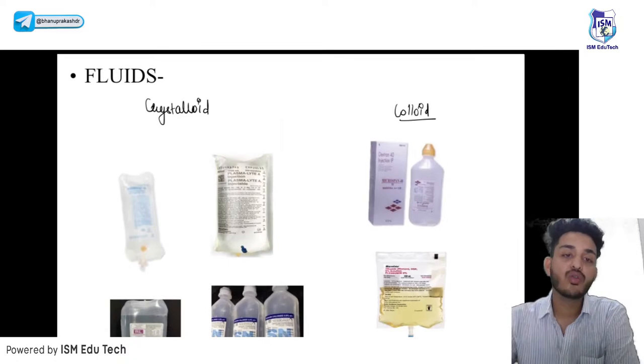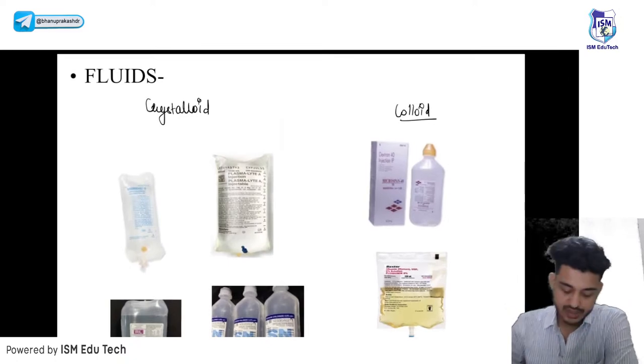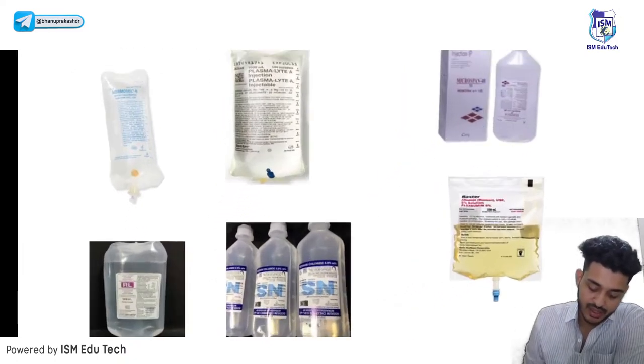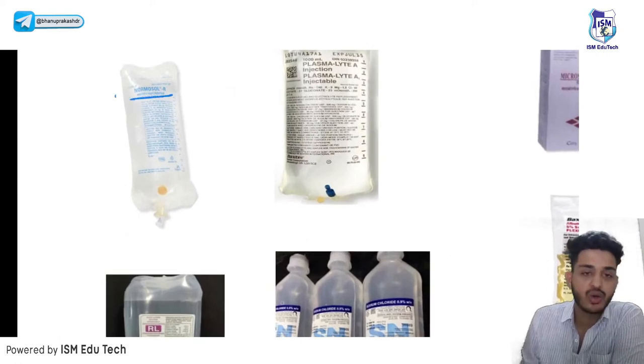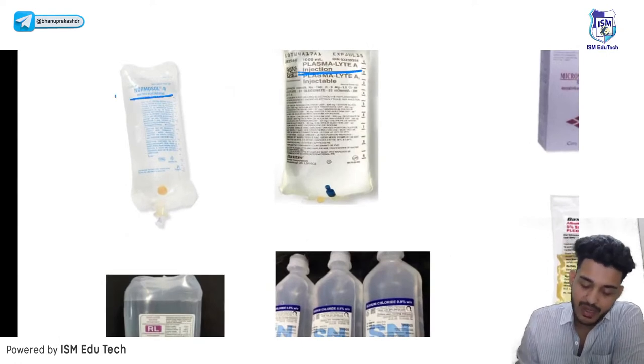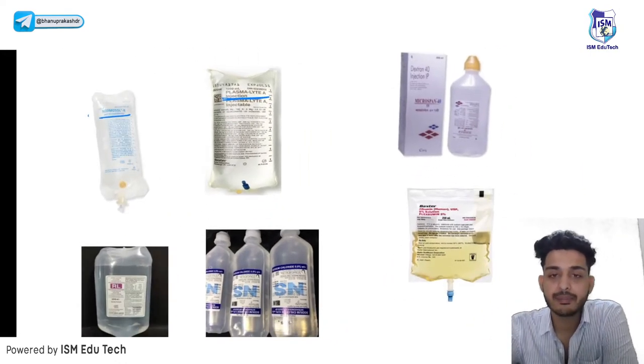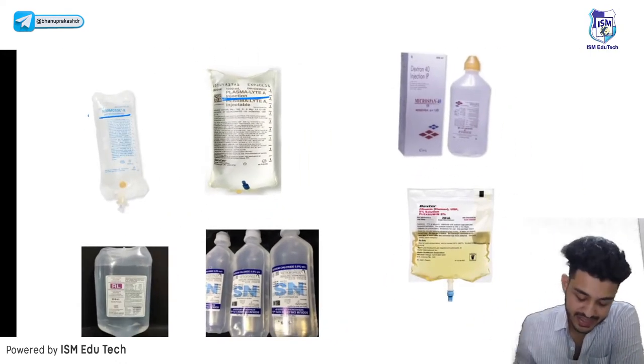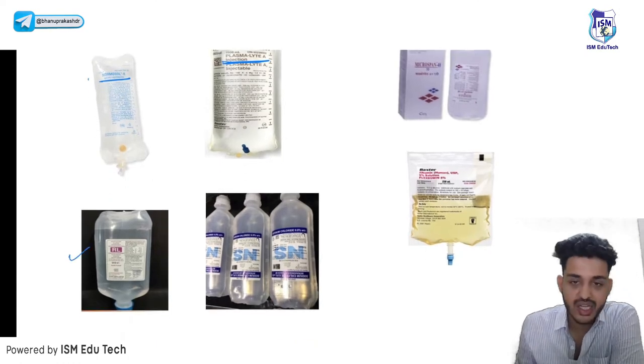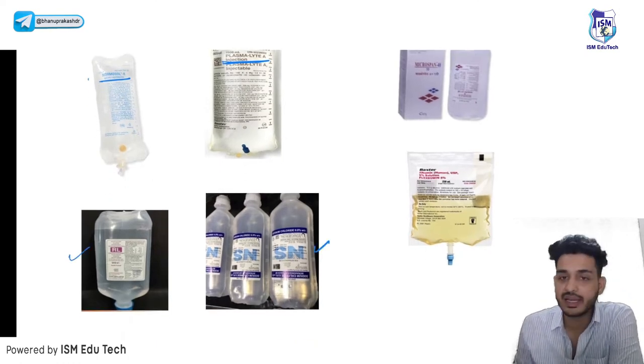Okay, moving on to the next. Next is your fluids. What are the types of fluids? These are also asked in the exam. Like they have given the name of Normosol or Plasma-Lyte. Plasma-Lyte is also a PYQ. So they are basically crystalloids. Okay, they are balanced solutions. This one is RL, you know, and this one is NS.